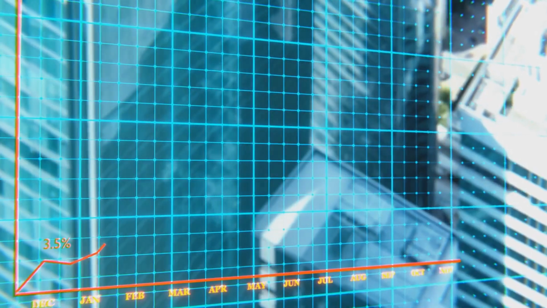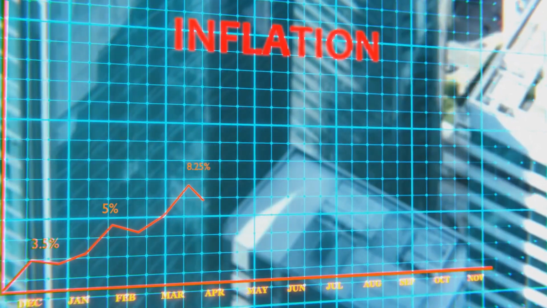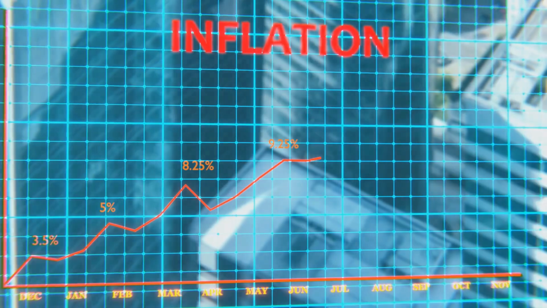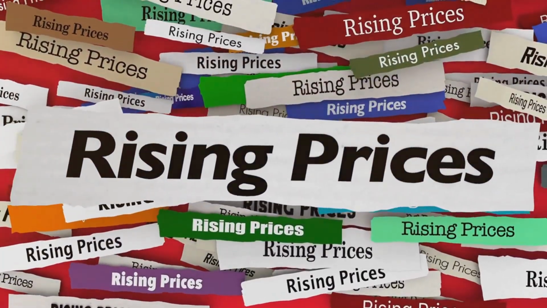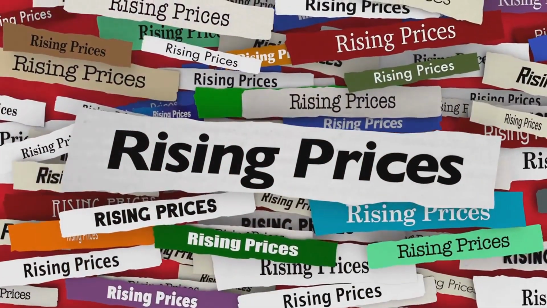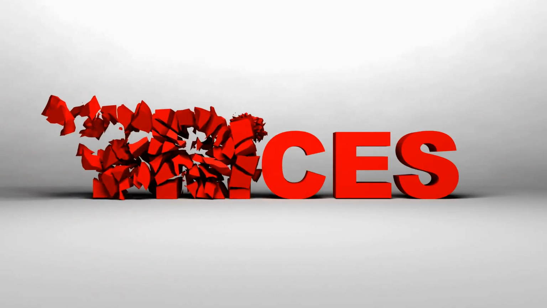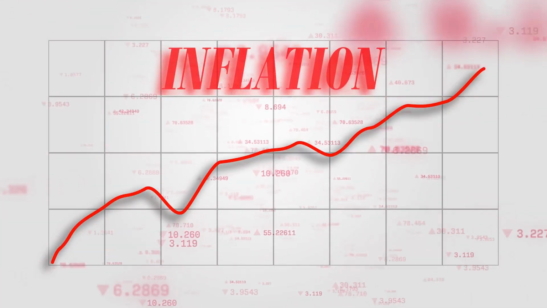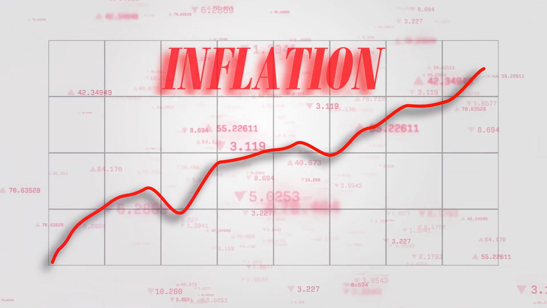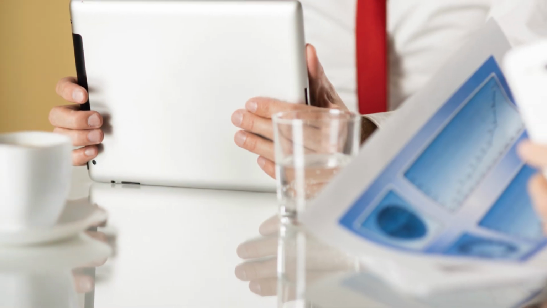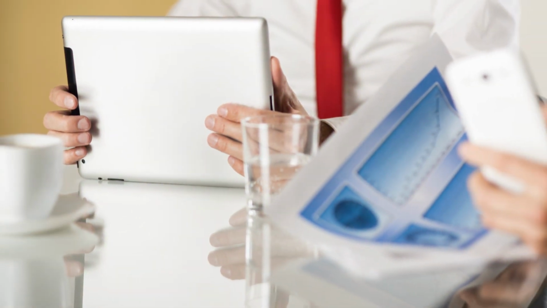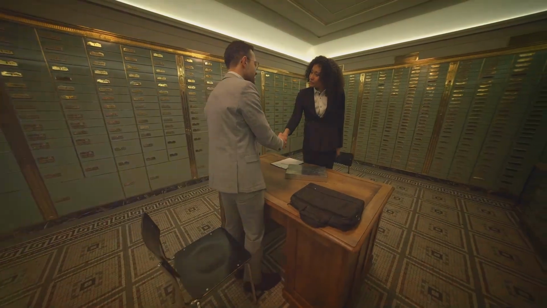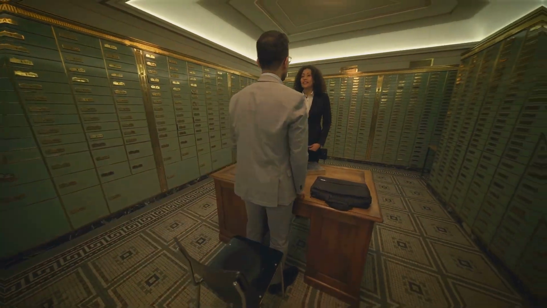Inflation is the rate at which the general price level of goods and services rises over time, leading to a decrease in the purchasing power of money. As inflation increases, each unit of currency buys fewer goods and services. It's measured using indices like the Consumer Price Index, or CPI, and is expressed as an annual percentage. Central banks target moderate inflation to ensure stable economic growth.